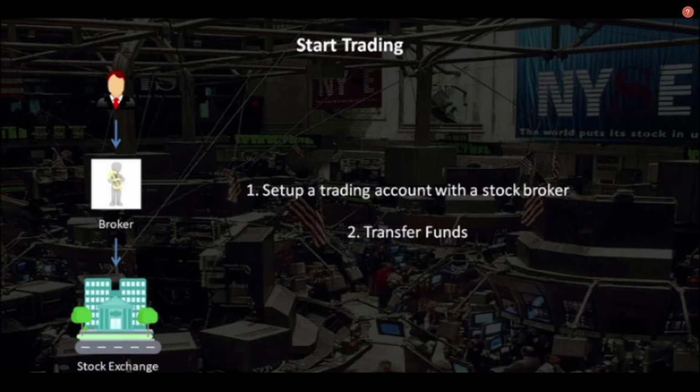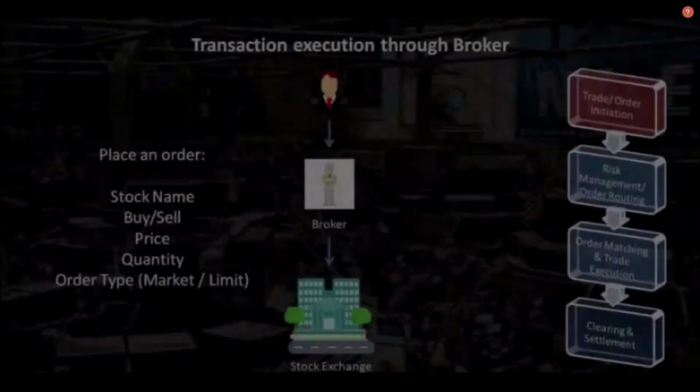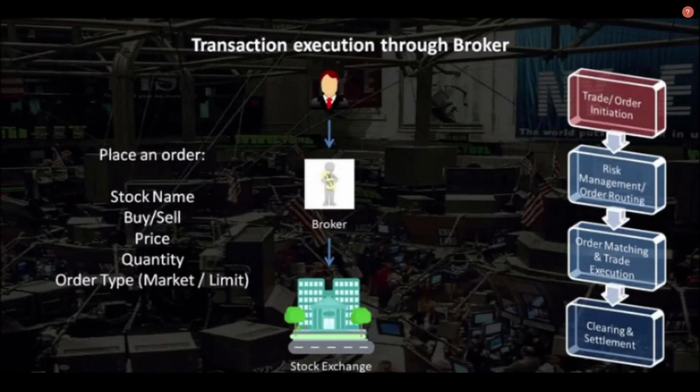If you would like to start trading, you should also broadly understand how your trade is executed. A typical trade life cycle consists of certain steps. The first step is trade order initiation. In this stage, you will place an order with the broker.